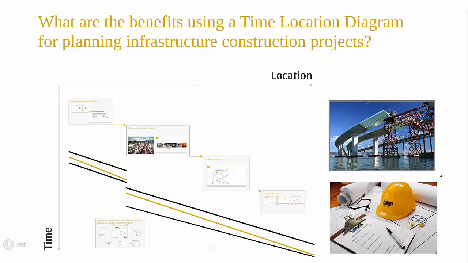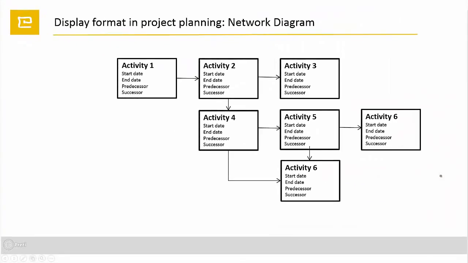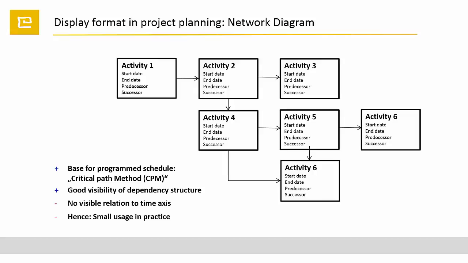At the beginning, just some words about conventional scheduling display. The network or PERT diagram displays activities in boxes and delivers the base for the critical path method, the commonly used method to calculate the shortest way in a schedule. The dependencies displayed as arrows show the process structure very nicely. But as there is no direct visible relation to the time axis, the understanding of a network diagram is poor and abstract. Hence, there is a small usage of network diagrams in practice.